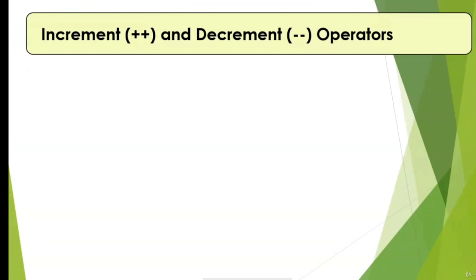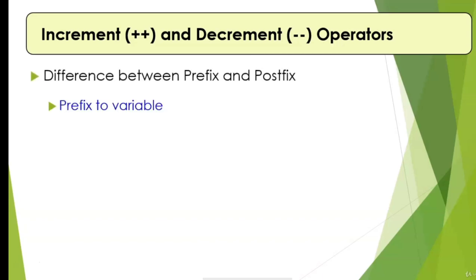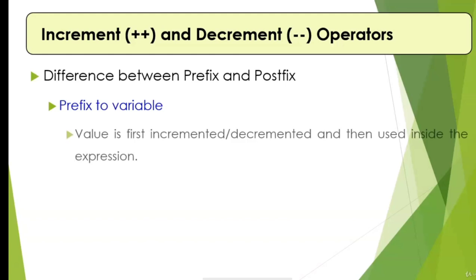Let's understand the difference between prefix and postfix evaluation of the increment and decrement operators. Let's discuss prefix application of the operators on the variable. Here the value of the variable is incremented or decremented first and then it is used inside the expression. So first you are going to do the actual incrementation or decrementation, and then later you are going to use that new updated value in the expression evaluation.